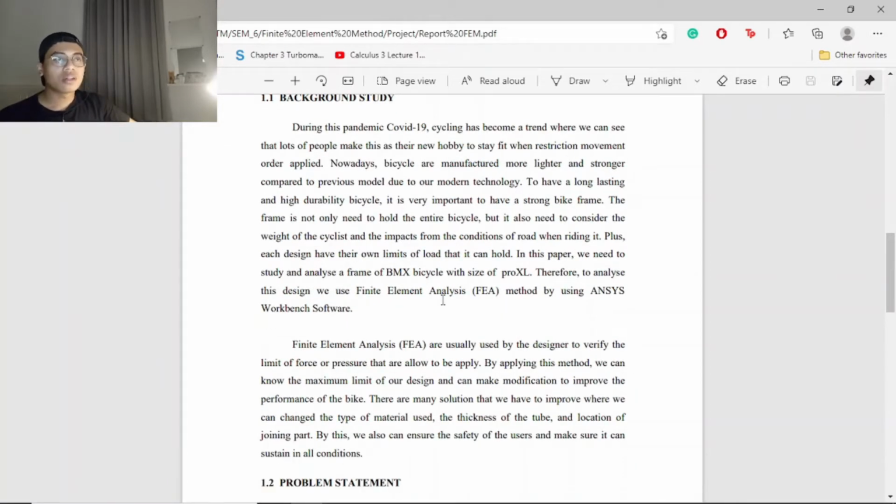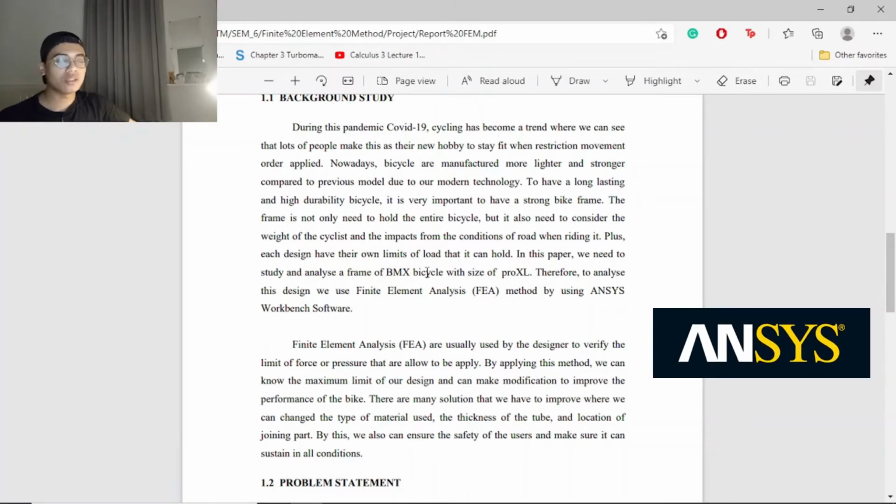because the frame is not only to hold the entire bicycle, but it also needs to consider the weight of the cyclist and the impact from the uneven condition of the road when riding it. Plus, each design has their own limits of load that it can hold. So, in this paper, we will study and analyze a frame of BMX bicycle with size of Pro SL. To analyze the design, we use finite element analysis method by using ANSYS Workbench software.